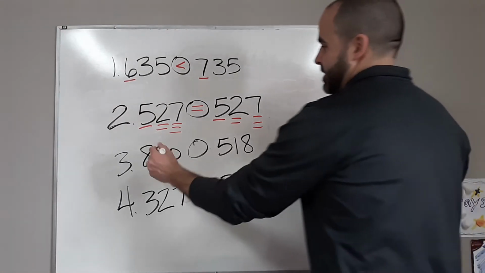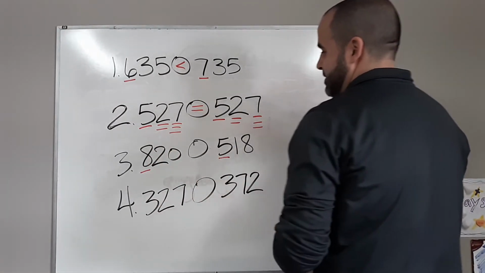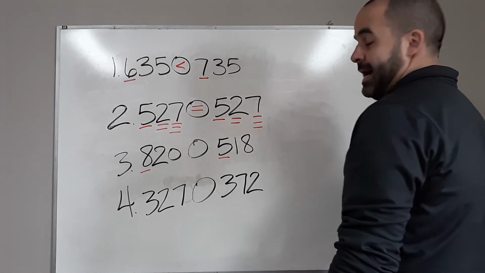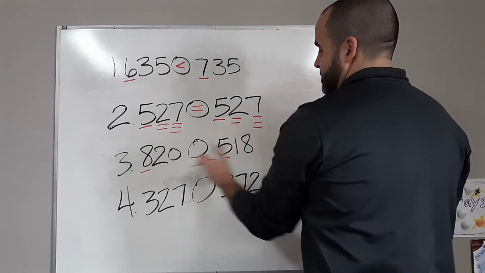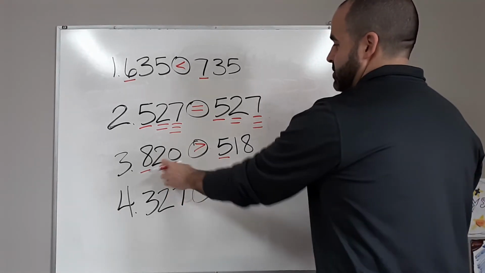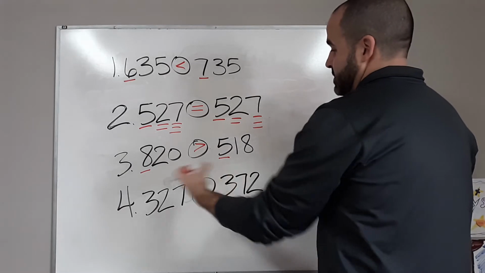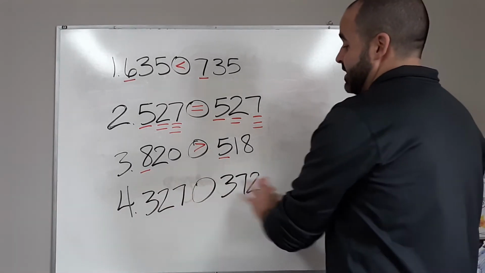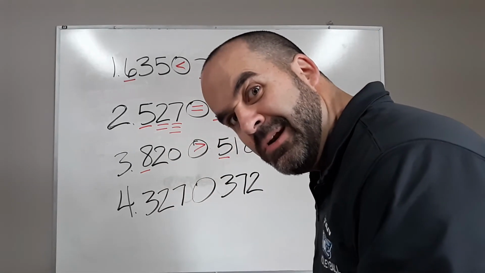Number 3, let's start with the hundreds again. One line under the 8 in that hundreds, one line under the 5 in the hundreds. Okay, we're done. Because 8 is greater than 5, 800 is greater than 500, so we don't have to go any further than that. We make it 820 is greater than 518. All right, let's look at number 4. Now, this one's going to try to fool you because they look like they're the same number, but are they? I don't know. Let's see.